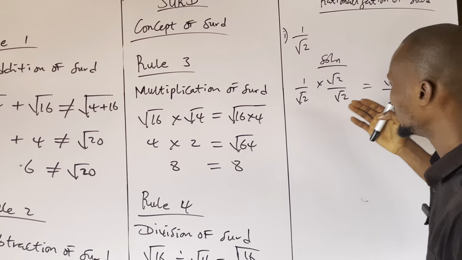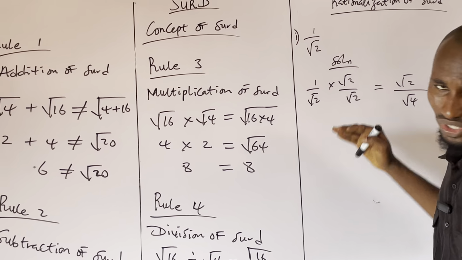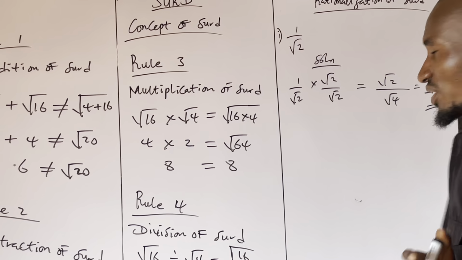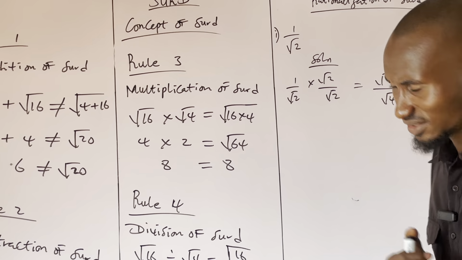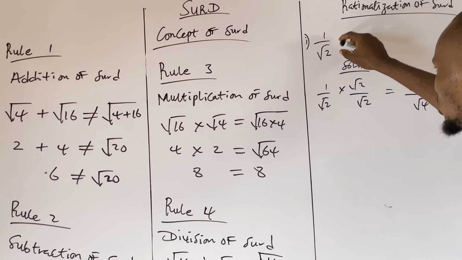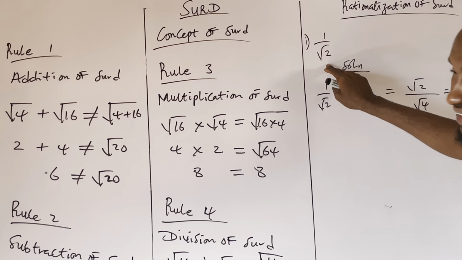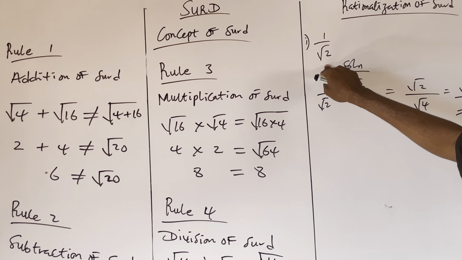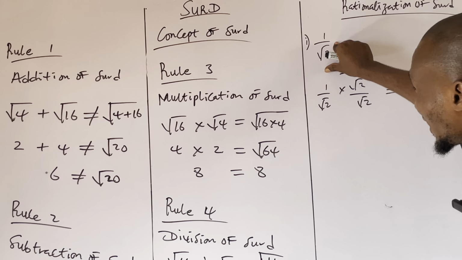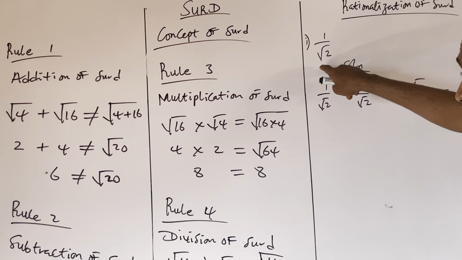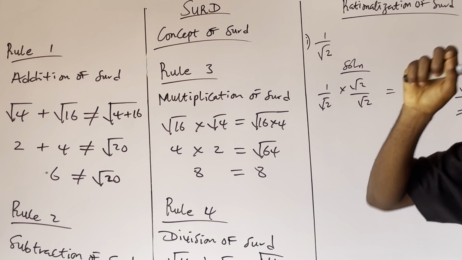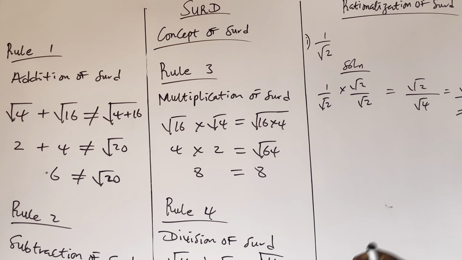What is the nucleus of this particular rationalization? This thing is trying to tell us that whatever you have in the denominator, you use it to multiply the numerator and the denominator. Did you understand now? Just as what you are seeing on the board.